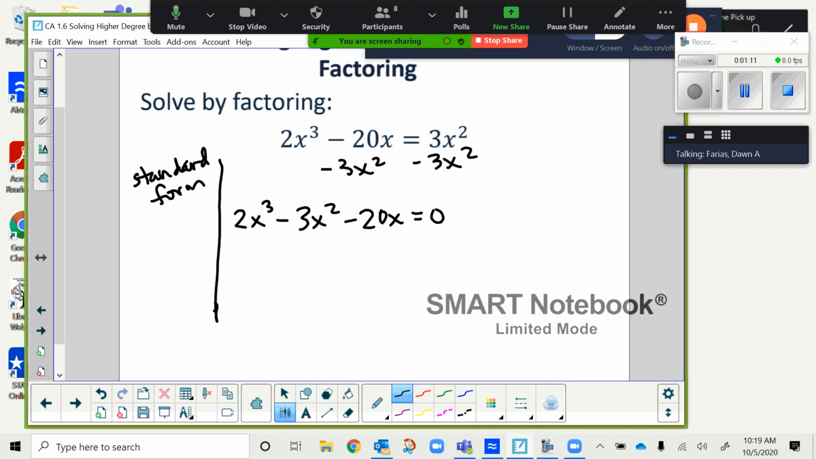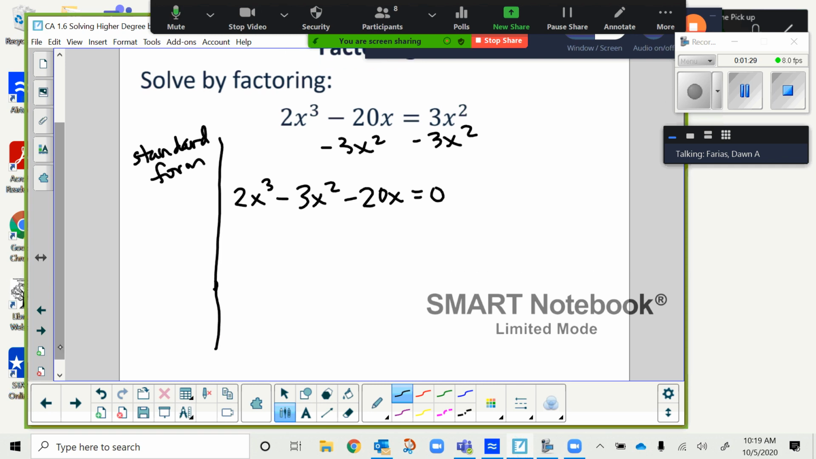And it really feels right here like we could do swing method or grouping or quadratic formula or something. But here's the reason why we can't do that yet. It's because it's not a quadratic. It's a cubic, right? The highest degree is 3. And here's where we want to factor out a greatest common factor.